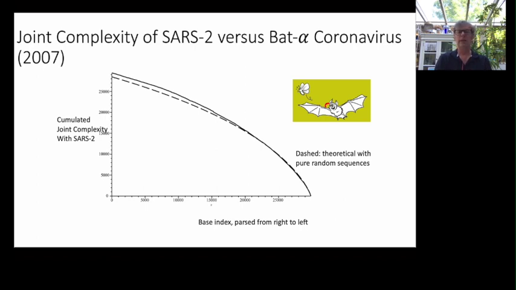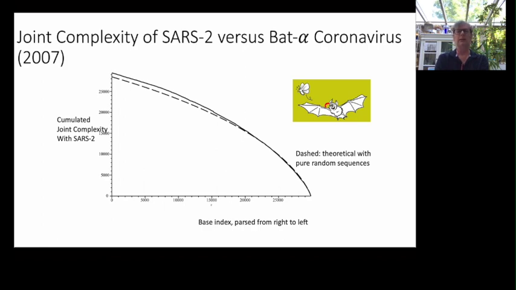And in this figure, this is the cumulated joint complexity, passed from right to left, between the SARS-2 sequence and the bat alpha coronavirus sequence. I made it from right to left for convenience of the computation, because I built the suffix tree from right to left, so it was more convenient to do this from right to left. And in dash, this is what the joint complexity would be if the sequences were purely random, uniform.